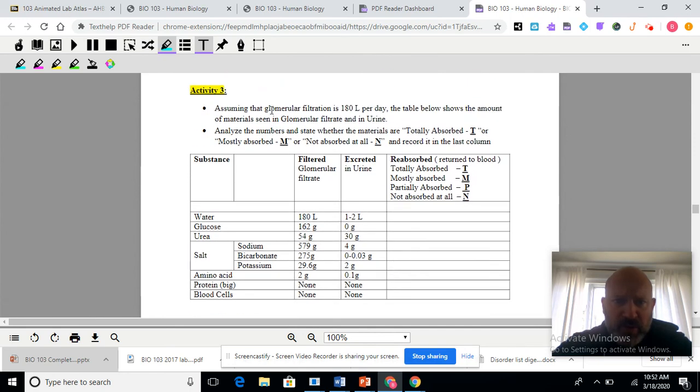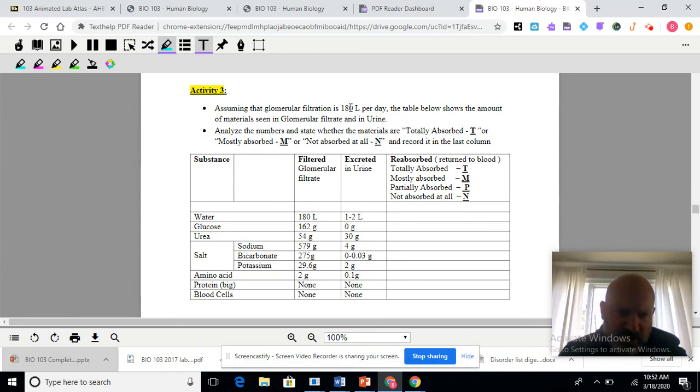So assuming that glomerular filtration is 180 liters per day, obviously if 180 liters of waste are getting taken out of your blood per day, well, that's 92 liter bottles worth of waste. So obviously we're not expelling that much from the body on a daily basis. Most of that gets reabsorbed. Only about 1 to 2 liters a day is expelled from the body.